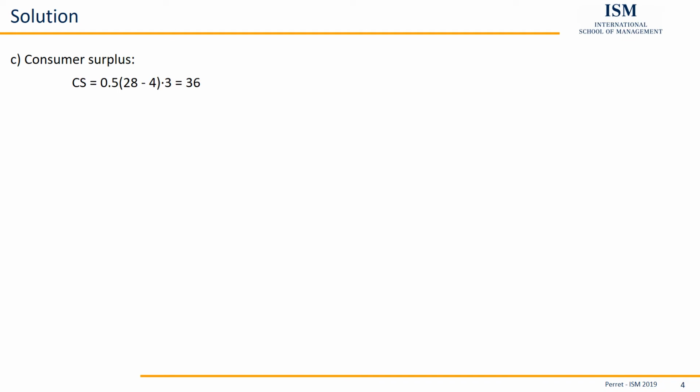And then this looks as follows. It's prohibition price 28 minus equilibrium price 4 in parentheses, times equilibrium quantity 3, and times 1/2 or divided by 2, giving us a consumer surplus of 36.